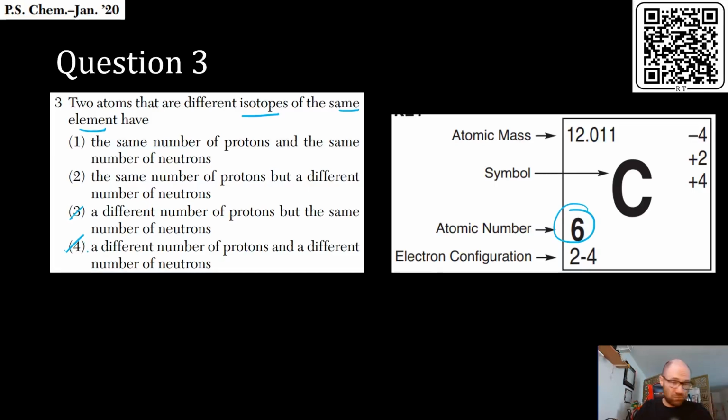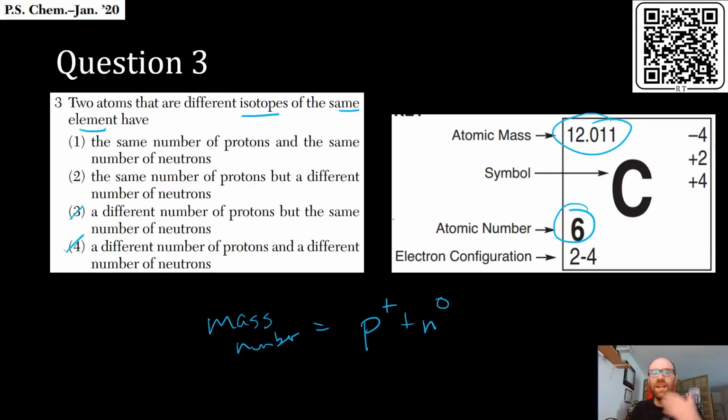The only reasonable way you can get 2 different isotopes then is we have the atomic mass here, but for isotopes we're looking at our mass number being protons plus neutrons. Similar to atomic mass, it's the weighted average of the mass numbers that gives you the atomic mass, but in this case we're looking at the same number of protons, different number of neutrons.